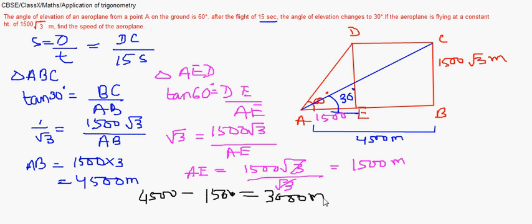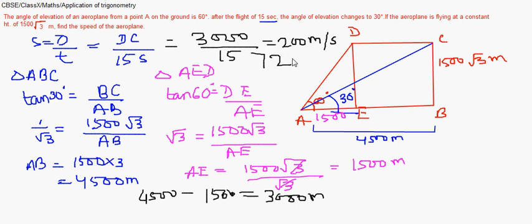Now let us replace that 3000 meter here, because that's how we will be calculating our speed. So 3000 by 15 is 200 meter per second. If we need to convert it into kilometer per hour, that also you can do by yourself. That will give you the answer of 720 kilometer per hour.